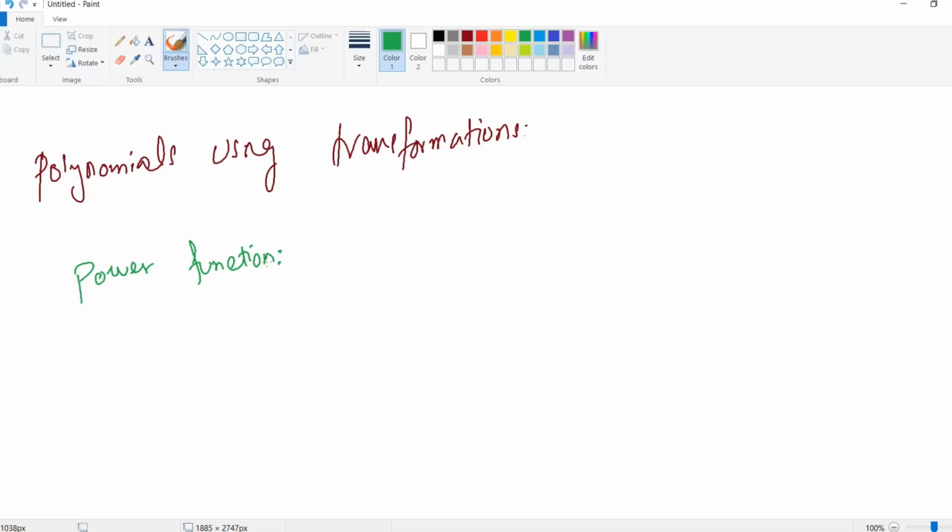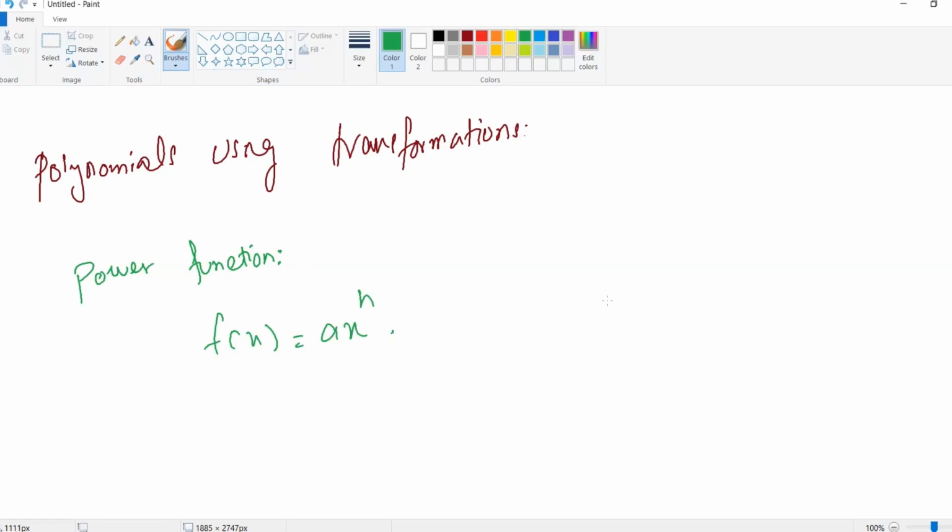A power function is a single term that is the product of a real number. So how is it written? Like x squared or x cubed. It can be f(x) = a x to the power n, right? Okay.